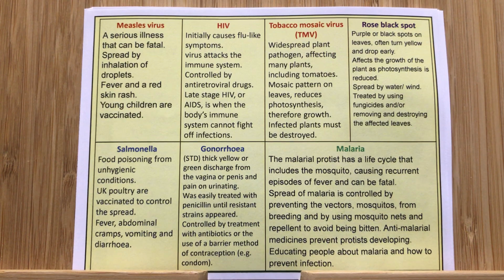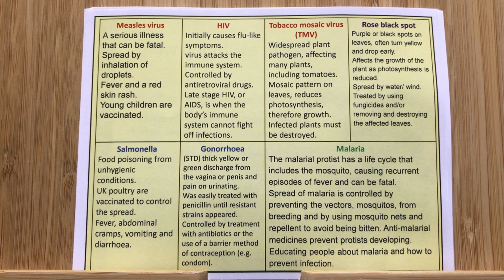Then move on to our two bacteria. So we've got Salmonella, which was the food poisoning from unhygienic conditions. We try and prevent it in this country by vaccinating the chickens to prevent the spread of the bacteria. Symptoms include fever, abdominal cramps, vomiting and diarrhoea.